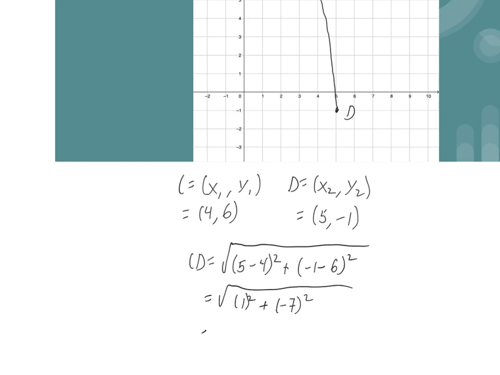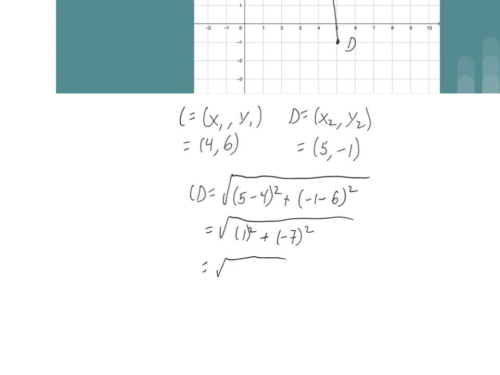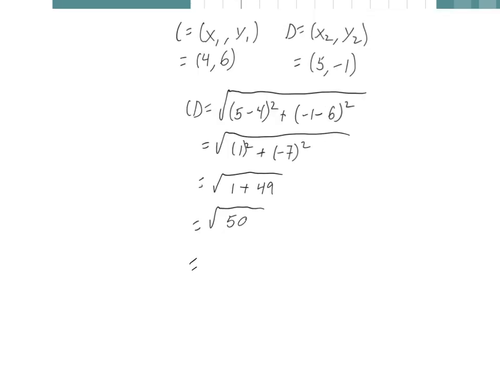When we square a negative number, we end up with a positive. So we get square root of 1 plus 49, which equals square root of 50. We can simplify this if we'd like to 7.07, which is equal to CD.